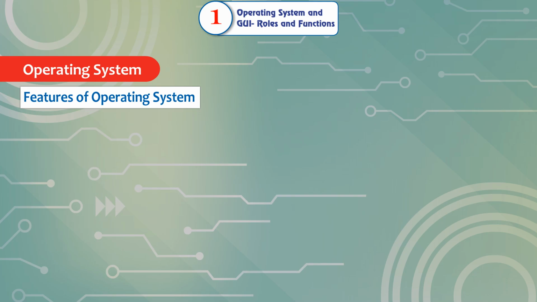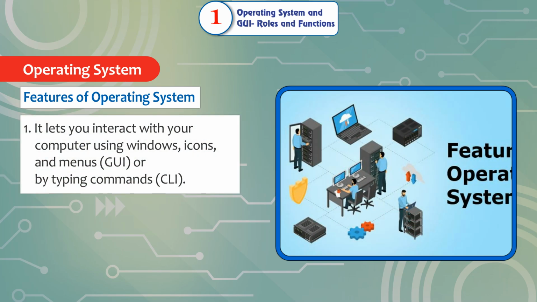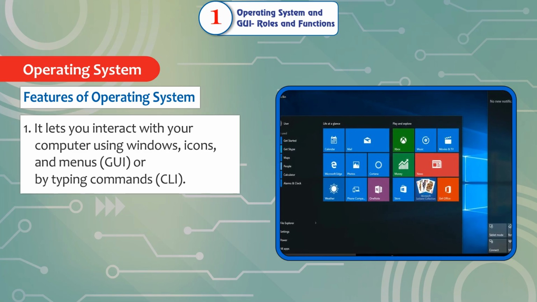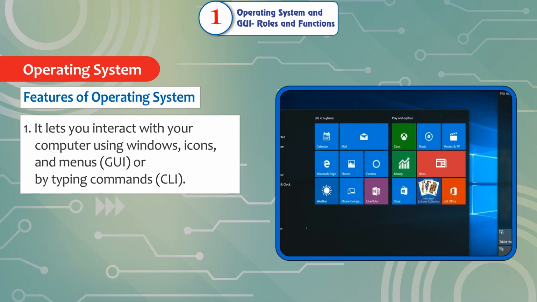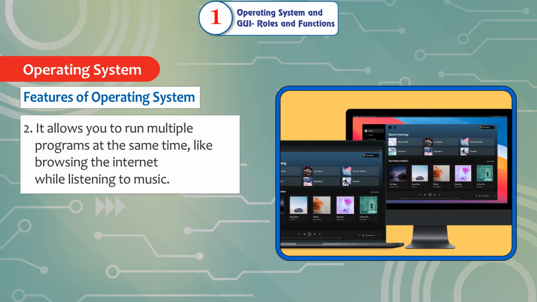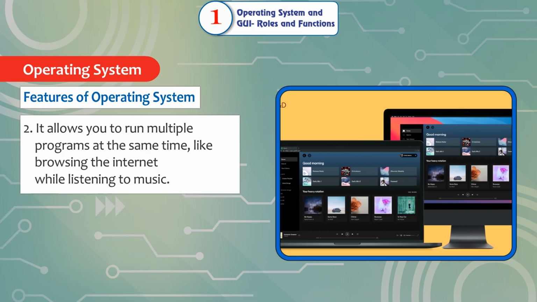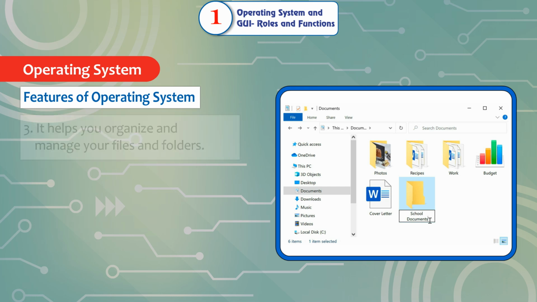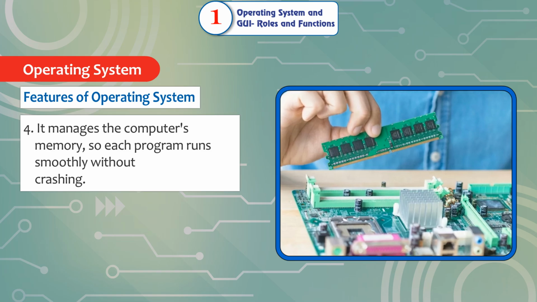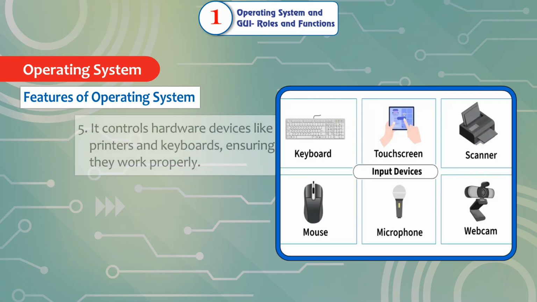Features of operating system. Some features of operating system are given below. 1. It lets you interact with your computer using Windows icons and menus GUI or by typing command CLI. 2. It allows you to run multiple programs at the same time, like browsing the internet while listening to music. 3. It helps you organize and manage your files and folders. 4. It manages the computer's memory, so each program runs smoothly without crashing.